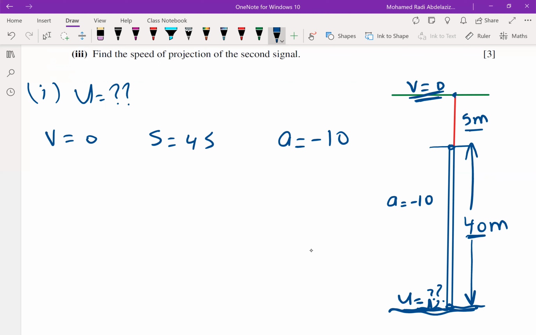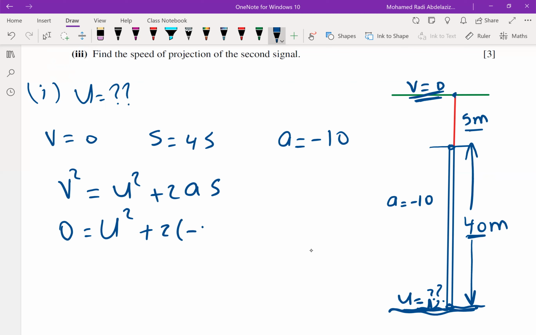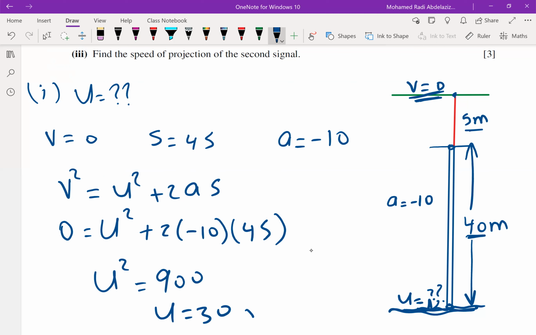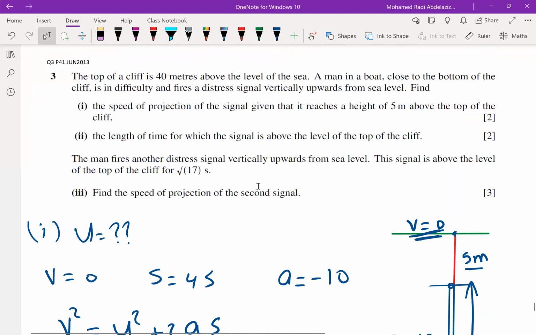When the particle starts, we write V squared equals U squared plus 2AS. The final velocity is 0, the initial velocity is U, so U squared plus 2, acceleration is -10, and the displacement is 45. So you can find the value of U: 2 times 10 times 45, and by taking the square root, the answer will be 900. So U is equal to 30 meters per second. This is the velocity of projection from down to up.